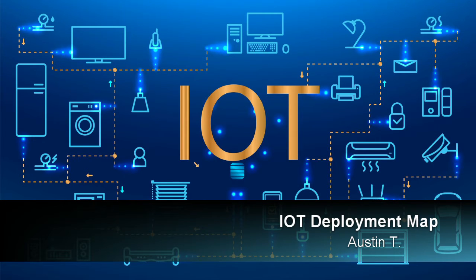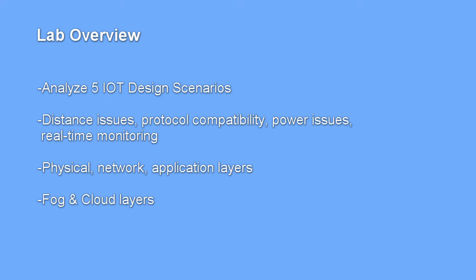This is going to be the IoT Deployment Map lab. In this lab, we'll practice designing IoT systems for different scenarios. In the scenarios, we'll explore things like distance issues, protocol compatibility, power issues, real-time monitoring. On the maps that I've created, I will list the physical, network, application, and fog and cloud layers.